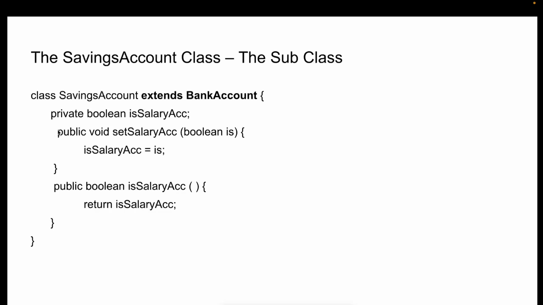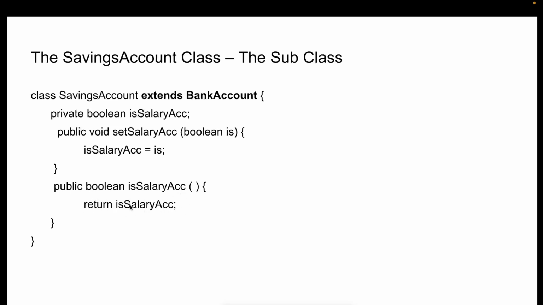So this class has its own method as well, public void set salary, and then we have is salary account. If it is a salary account we will provide the value as true, if it is not a salary account we will provide the value as false. Then public boolean is salary account, which is basically returning the value. Again the same thing, returning is salary account.